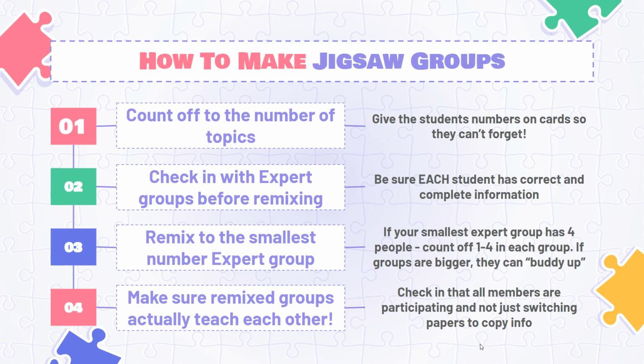I always check in with my expert groups before doing any form of remixing. I want to make sure that the student has the correct and complete information and that everybody knows that their goal is going to be to bring that information to another place. Then I remix to the smallest number expert group. So if your smallest expert group is 4 people, you count off 1 to 4 in each group. If it's 5, 1 to 5. If groups are bigger, they can buddy up. And so they could bring a friend to the next group if they need to.